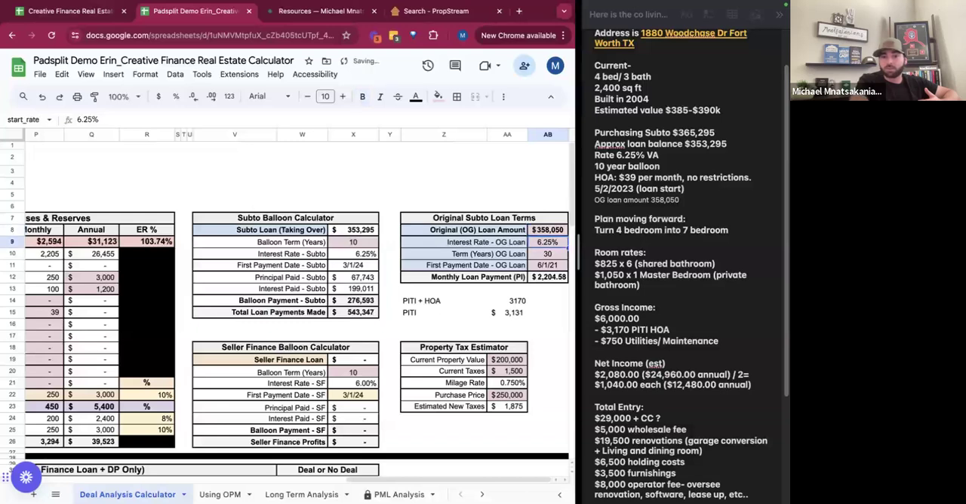358,050, 6.25% is what was. They're not going to lie about their interest rate to us, right? If they say 6.25 and it's actually 4, they wouldn't do that. It makes their deal look even worse. And the first payment date was 5/1/2023.